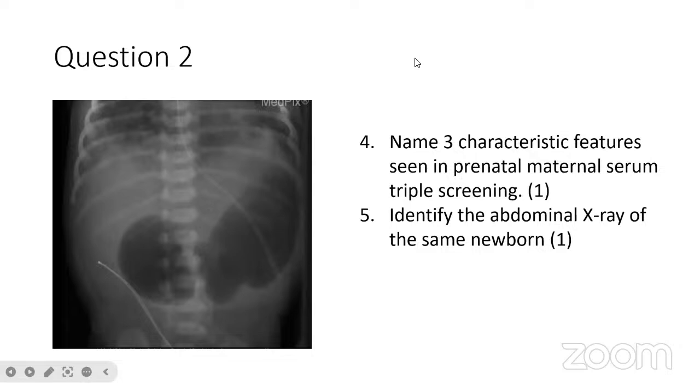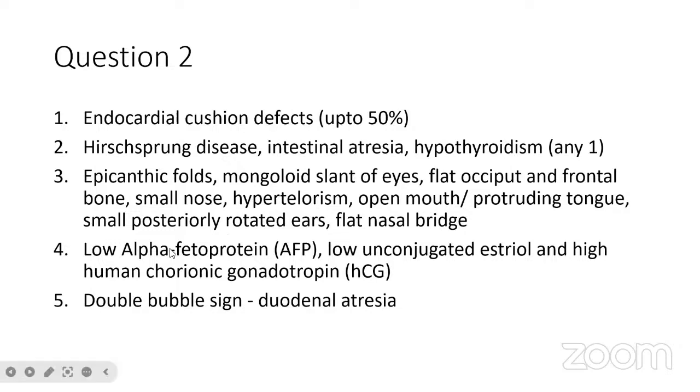So this is an X-ray of a baby with Down syndrome. You can see that there is a classical double bubble sign. So if you see double bubble sign in a baby with Down syndrome, then we are usually dealing with duodenal atresia. There are some other reasons for double bubble sign, which is indicative of obstruction at the proximal duodenum.